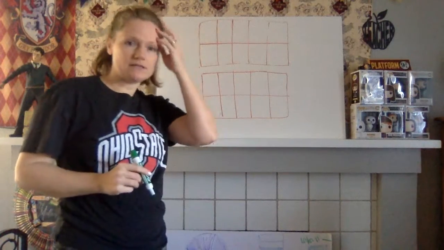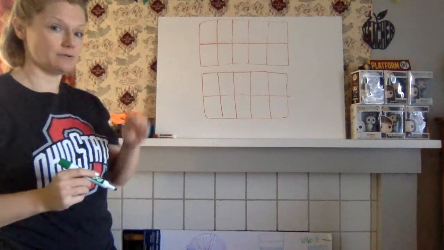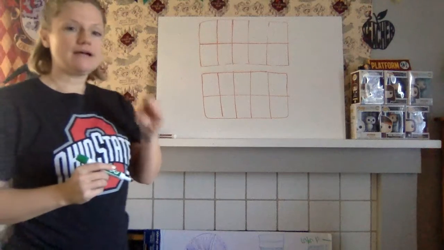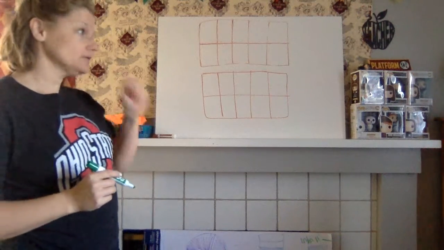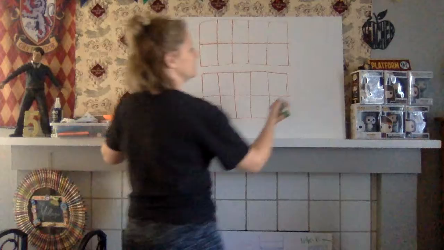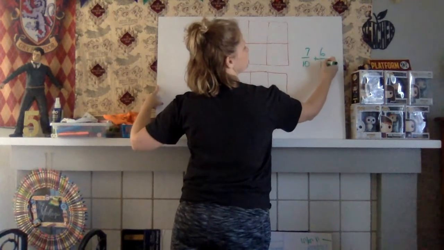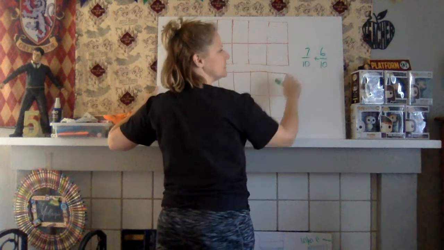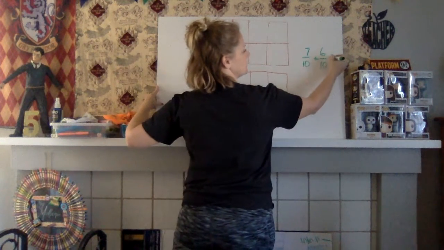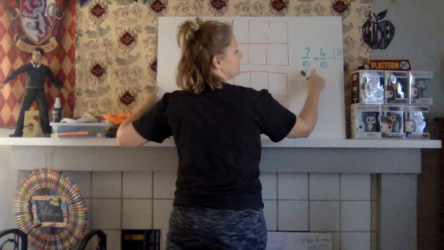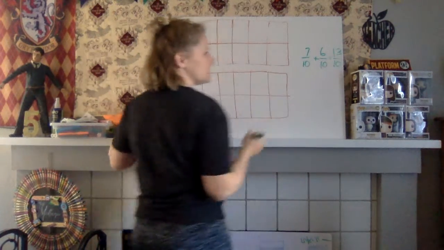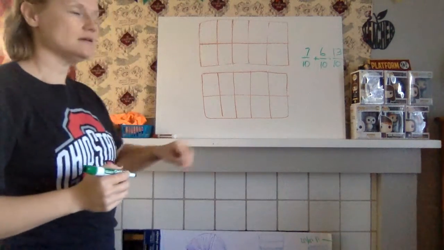Okay, so I'm going to talk quickly about improper fractions and mixed numbers. When we're adding like fractions together, earlier we realized that if we added 7/10 plus 6/10, the first thing you do is add together the numerators. So 7 plus 6 is 13, and you leave your denominator the same. Okay, so our answer would be 13/10.